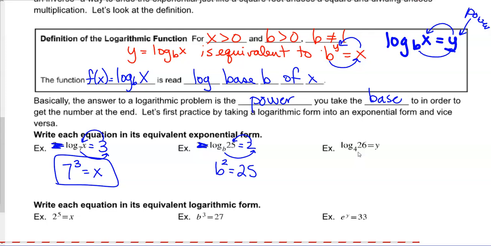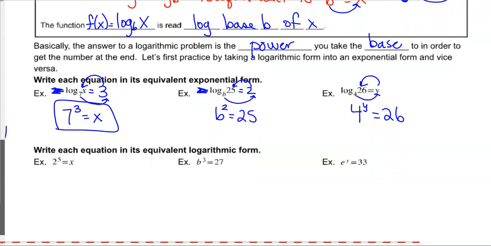Exponential form is going to be base 4 to the y power equals 26. Now, again, if I were to give you this to solve, it's going to be really, really hard to do because I can't ever put 26 into a base of 4. So we're going to see how we solve that. That's going to come later on.